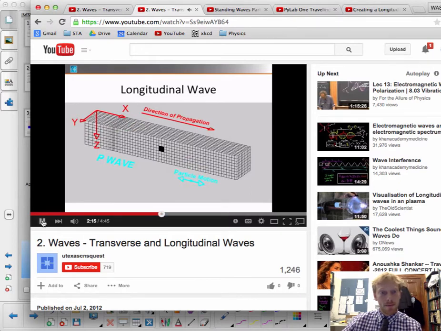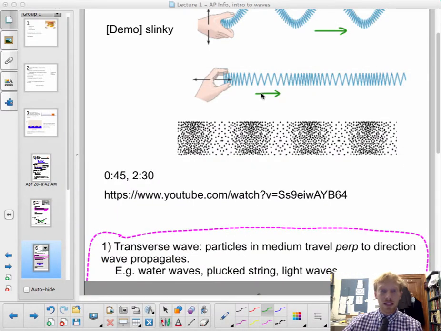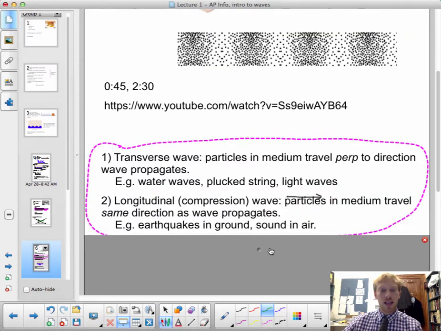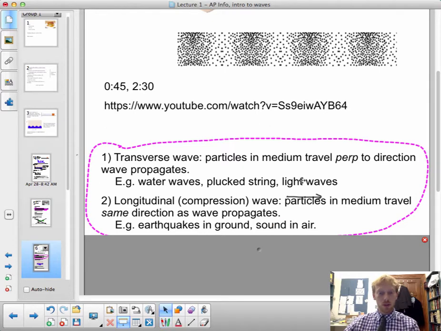The second kind of wave is called a longitudinal wave. Do you see that? If you don't see it very well on the screencast, go visit it yourself. The actual bits of the medium travel left and right, and the wave itself travels to the right. So the motion of the bits of the medium is in the same direction as the propagation of the wave. That typifies a longitudinal or compression wave. Particles in the medium travel in the same direction as the wave propagates.